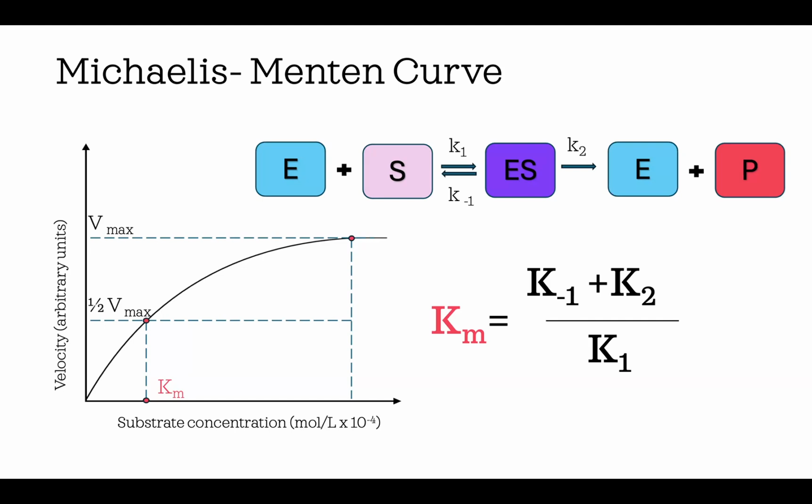And Km, as I mentioned, is k-1 plus k2 divided by k1. On the graph, you can see on the x-axis the substrate concentration, in moles per liter times 10 to the power of minus 4, and on the y-axis the velocity, in arbitrary units. You can see red dots on the graph, and at the beginning the reaction follows first order kinetics.